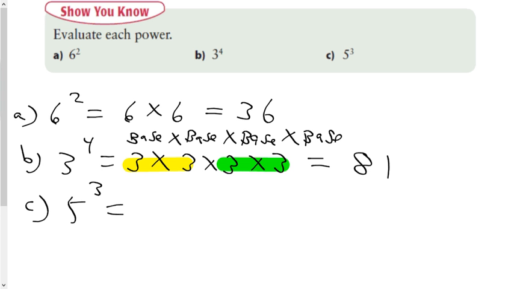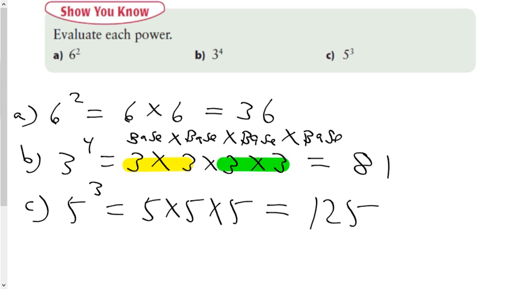And C was also one of our warm-up questions. We would say, what are the three ways I could read that? I could read it as 5 to the exponent of 3, 5 to the power of 3, or 5 cubed because it's an exponent of 3. And since 5 times 5 is 25, 25 times 5 is 125. In standard form, 5 cubed is 125. Any questions with those three simple ones? Those are pretty easy.